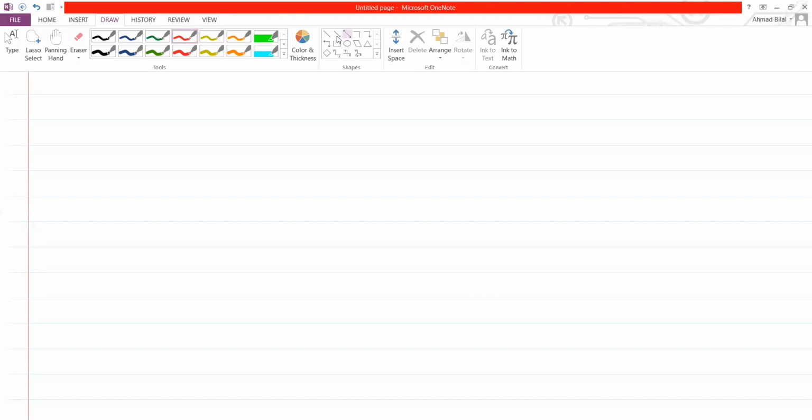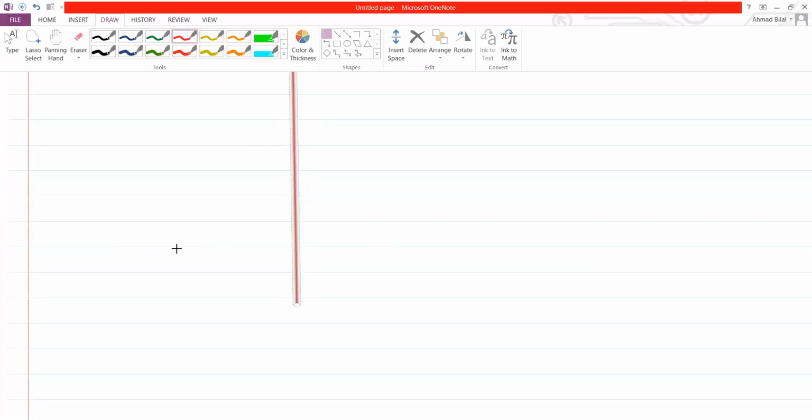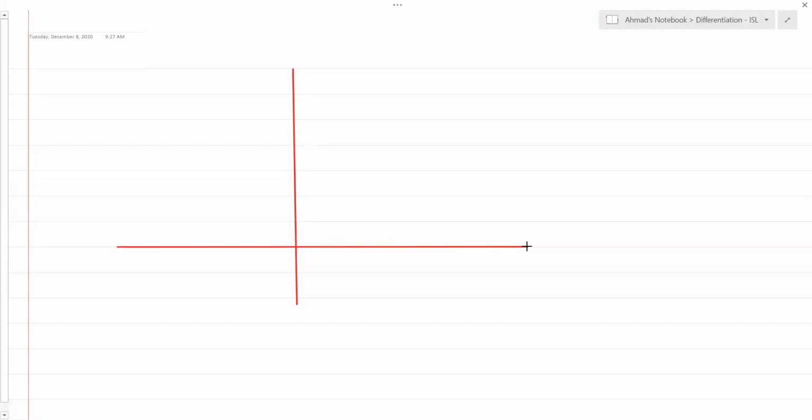All right, so let's say you've got this graph. I'm just going to draw here. This is your y-axis, and this is your x-axis. और आपके पास एक curve है that looks like this.